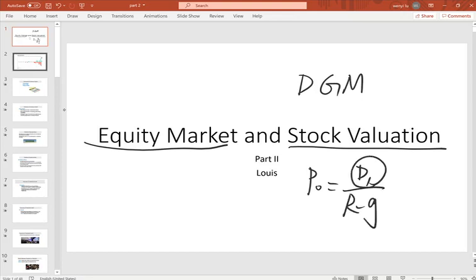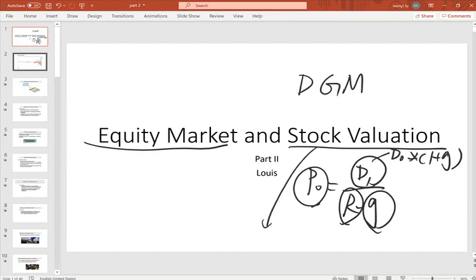D1 is the dividend that will be paid in the next period, so D0 times 1 plus G. R is the required rate of return, G is the growth rate of dividends, and P0 is the price of the stock at time 0. Now we will study something about the equity market, and an extension of stock valuations in today's class.